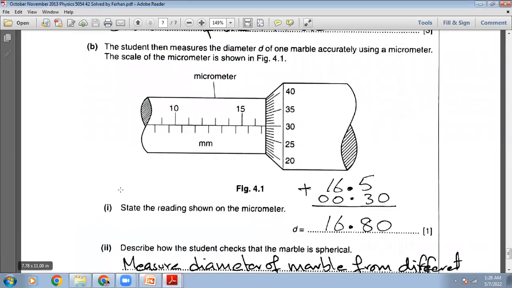So let me show you my answer. Here you can see 16.5 plus 0.30. So it will be 16.80. So the diameter is 16.80 millimeter. I forgot to write the unit here. It is millimeter. So write millimeter here.